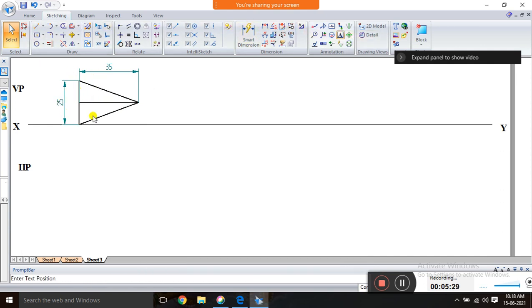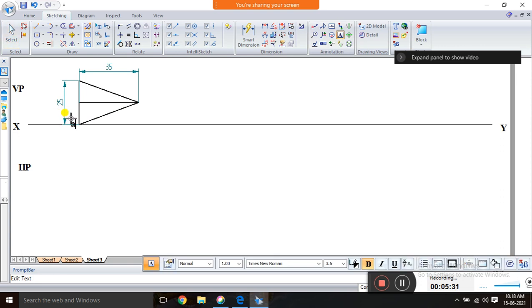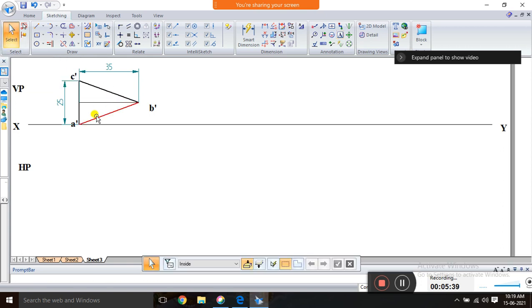And after that you have to go for the naming. This is called a dash, b dash and c dash. Clear? I wrote it on the XY line because it is placed on HP, meaning the entire triangle is placed on HP. That's why I wrote it on the XY line. Next you have to go for VP, meaning the top view.